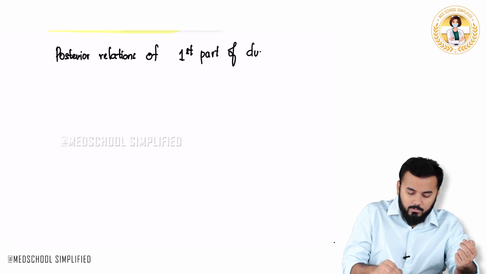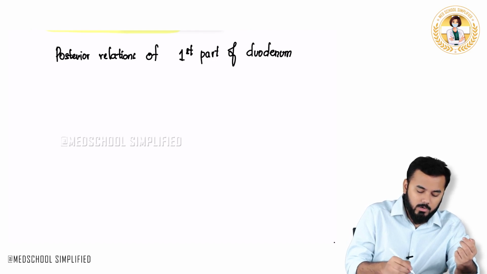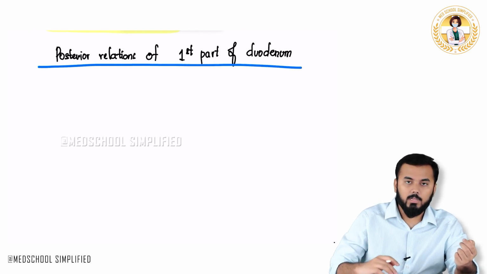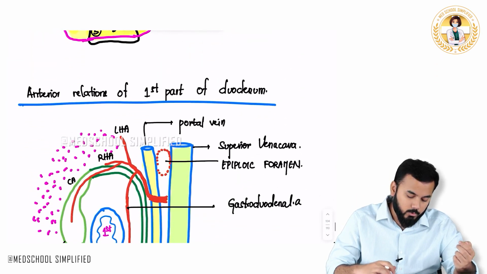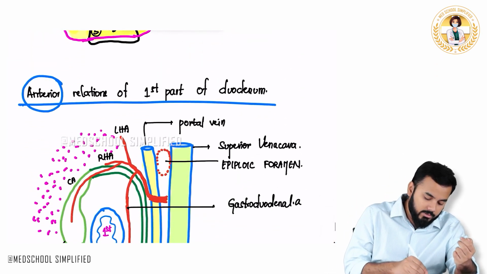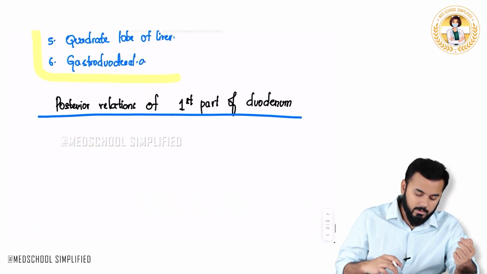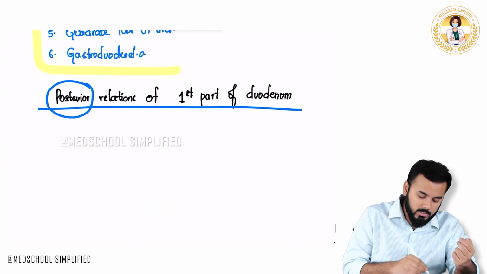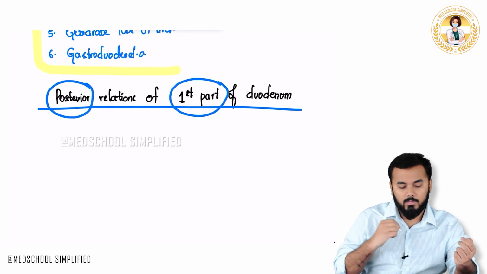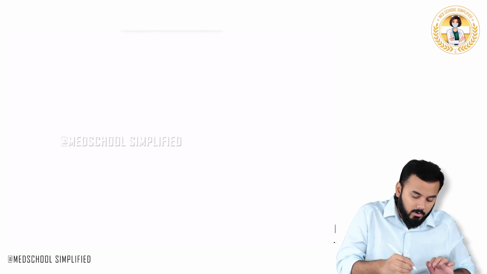First part of duodenum. Okay, so what are the posterior relations of the first part? Previously we have discussed the anterior relations of the first part of the duodenum. Now we shall discuss mainly about the posterior relations of the first part of the duodenum. So first of all, let me draw the duodenum.